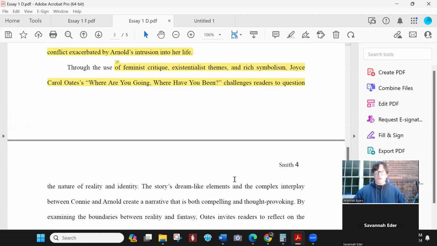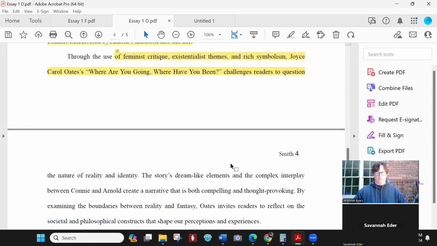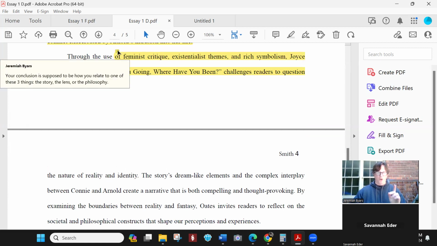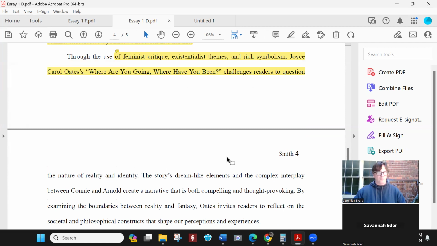Can anybody guess what's wrong with this conclusion? Your conclusion is supposed to be on how you relate to one of the three things: the story, the lens, or the philosophy. And it doesn't do that. It doesn't do what I've asked you to do. Okay. So that's a problem. It's a problem.